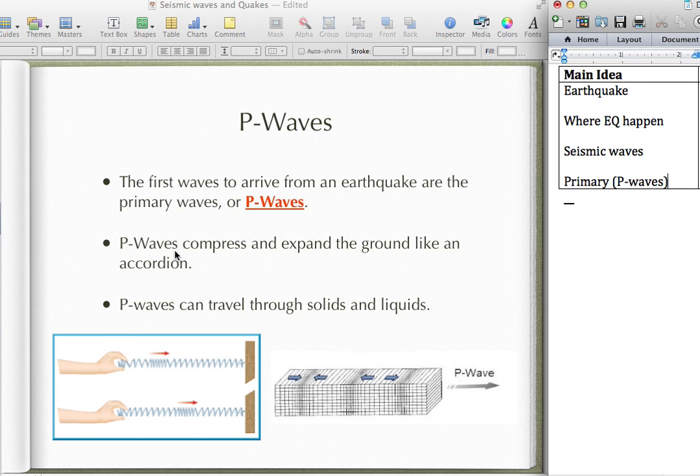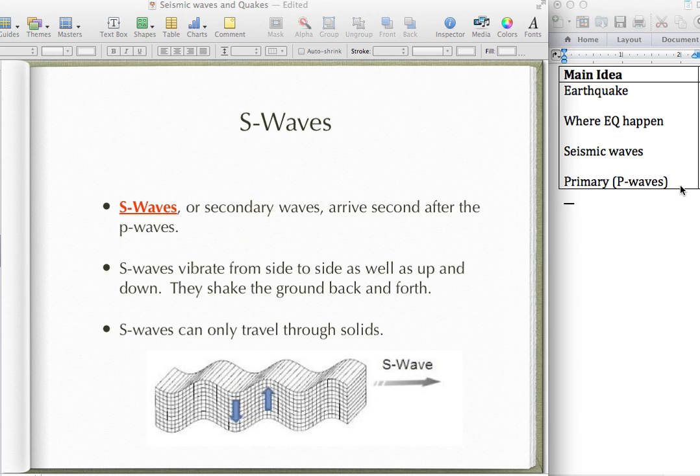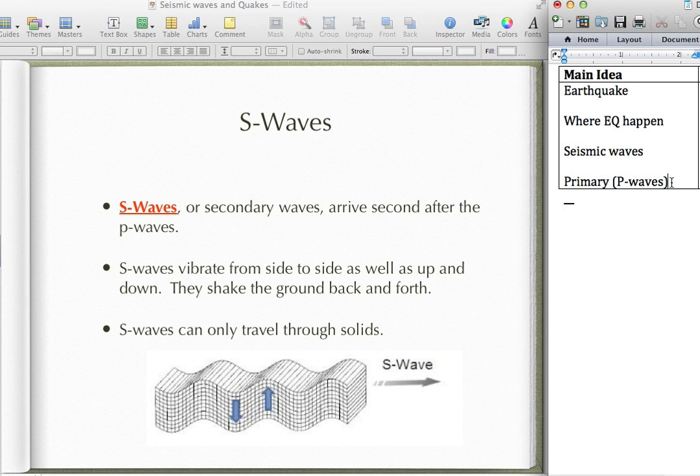P waves, importantly, can travel through solid and liquid. So a P wave can travel through the crust, through the mantle, but can also travel through the outer core as well as the inner core. So a P wave on one side of the Earth could travel all the way through the Earth to the other side. These don't do a lot of damage because they tend not to be very strong, but they do move very fast.